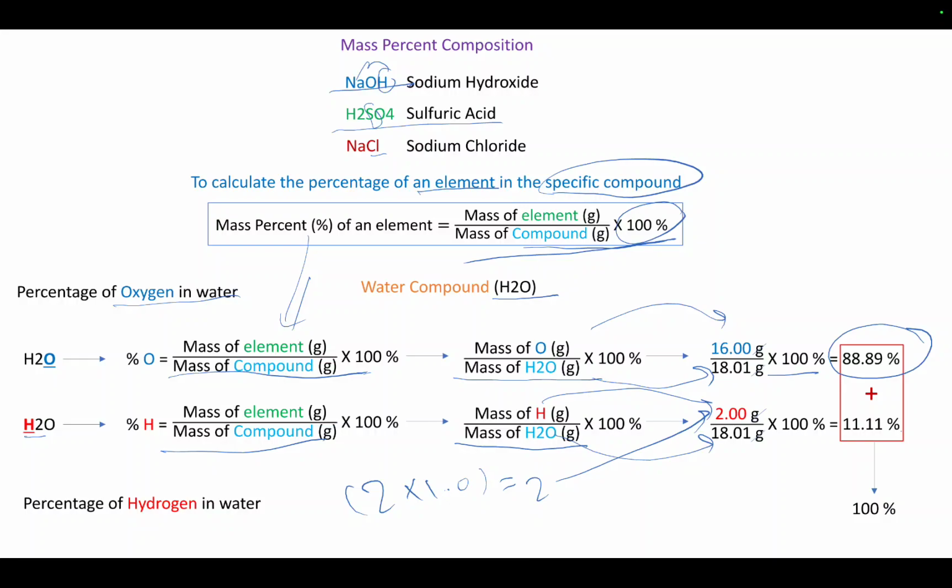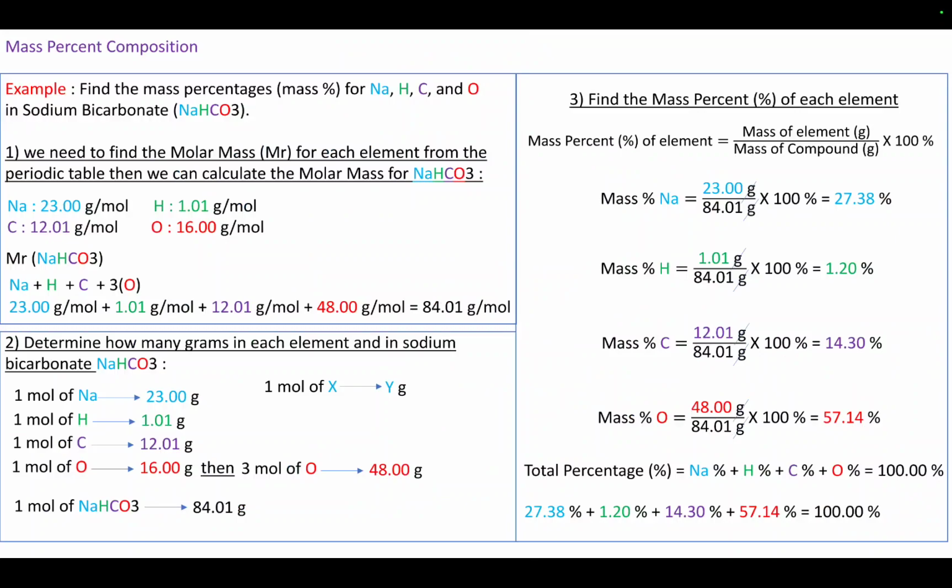The sum for both oxygen and hydrogen must be 100%. So 88.89% plus 11.11% is equal to 100%. So your answer is correct. If you want to check whether your answer is correct or not, the sum of the percentages for all elements that you found, here for water for both oxygen and hydrogen, is equal to 100%. Here you have one example for mass percent composition.